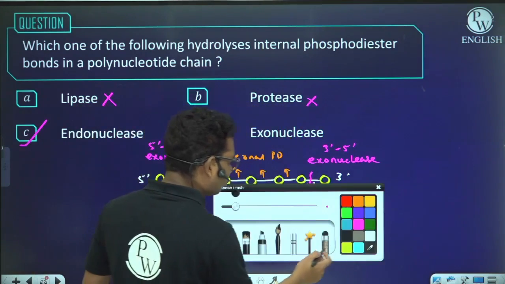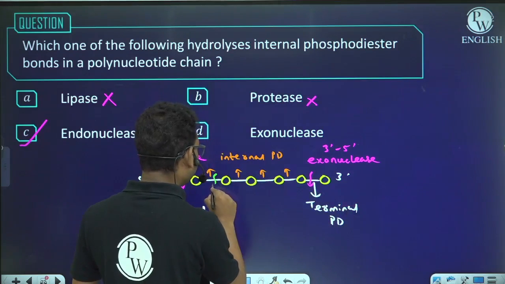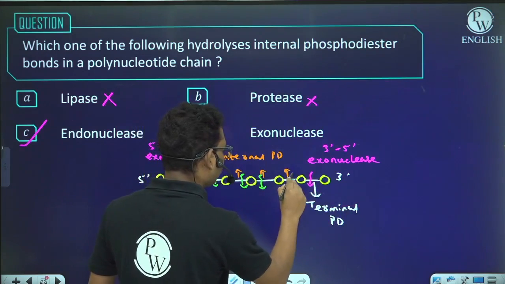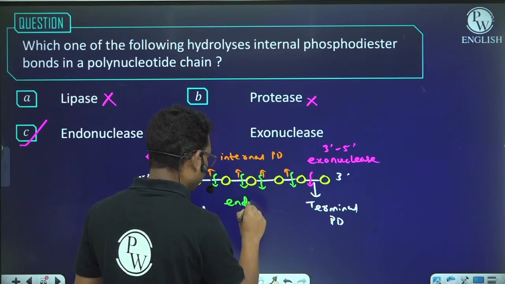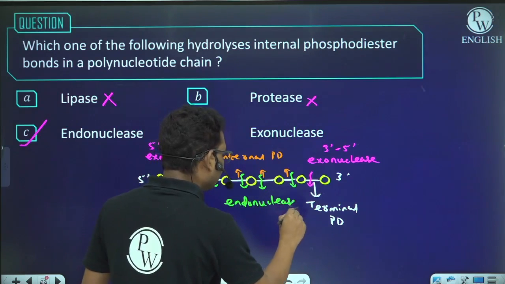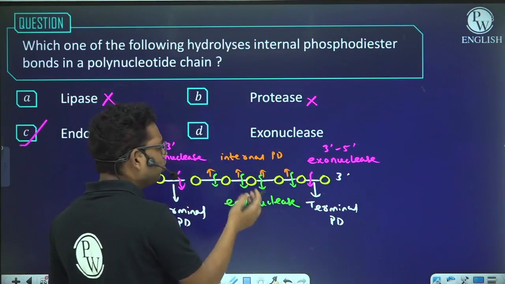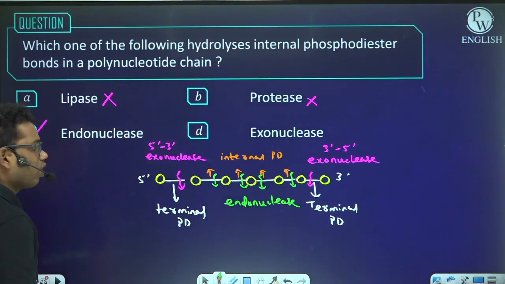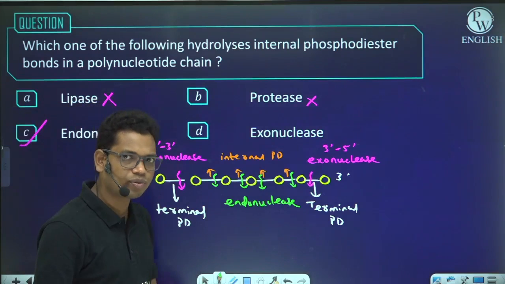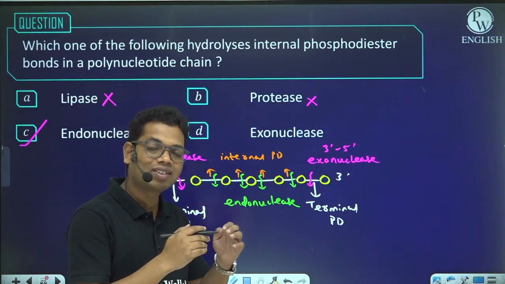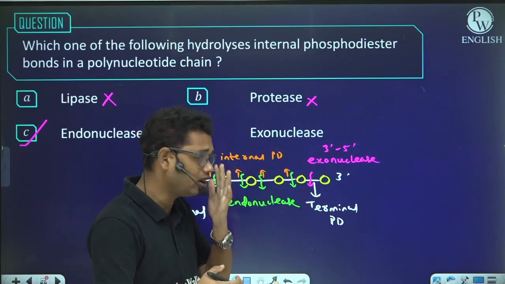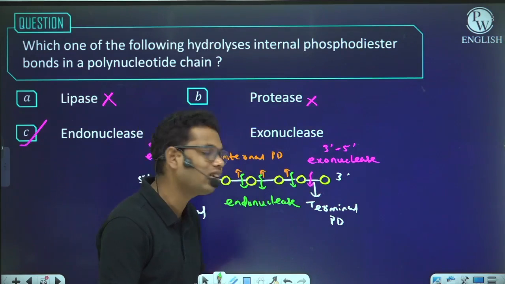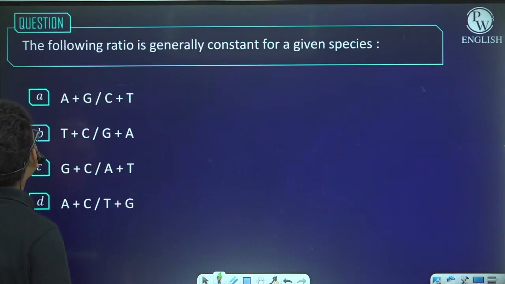In case you break these internal phosphodiester bonds, then that enzyme will be called endonuclease. Endonucleases break the internal phosphodiester bond. There are certain enzymes which break certain specific internal phosphodiester bonds. They are called restriction endonucleases. So restriction endonuclease is a special type of endonuclease.